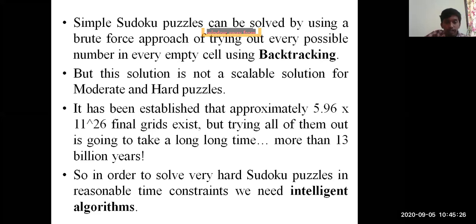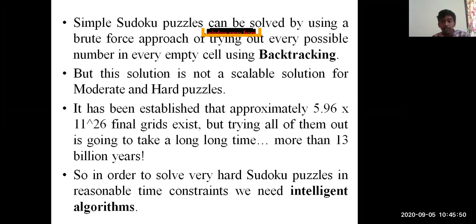In order to solve a very hard Sudoku puzzle in reasonable time constraints, we need intelligent algorithms, like what we have seen previously in A star. There are n number of algorithms which we might not learn as part of our sessions or syllabus, but in real time you have many such algorithms. We need to explore more and try to learn more about this, and only then will that lead you to proper solutions.